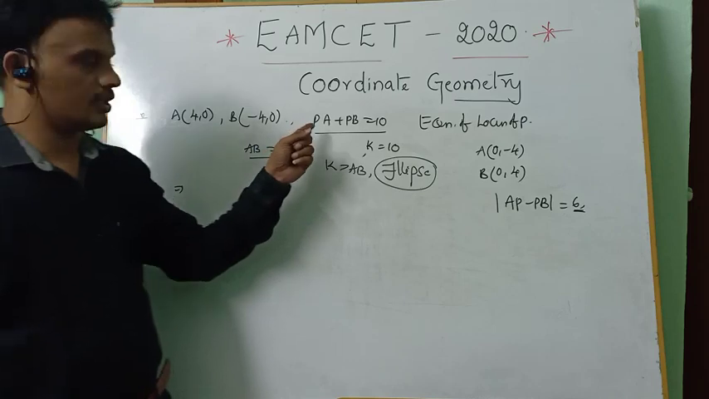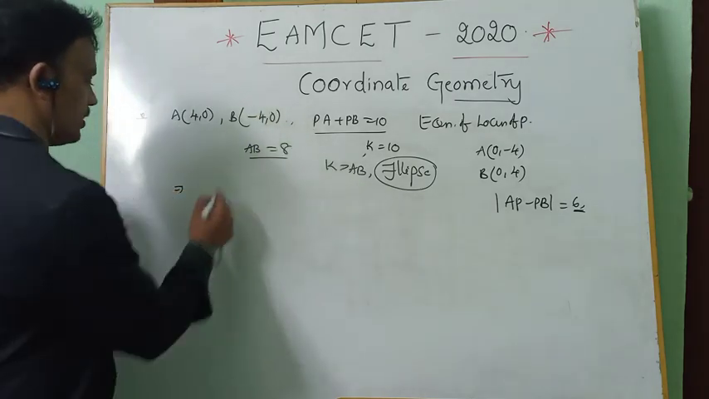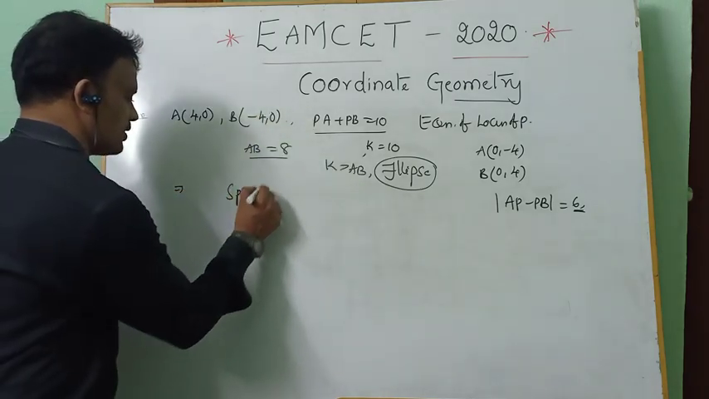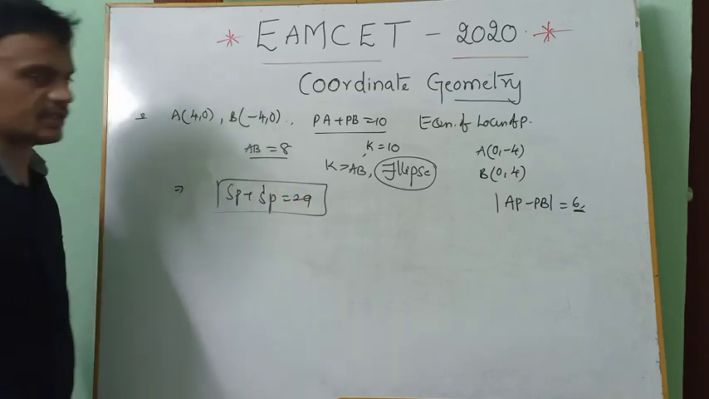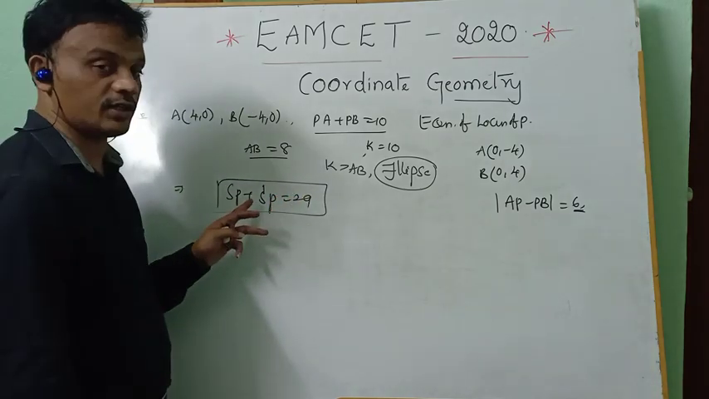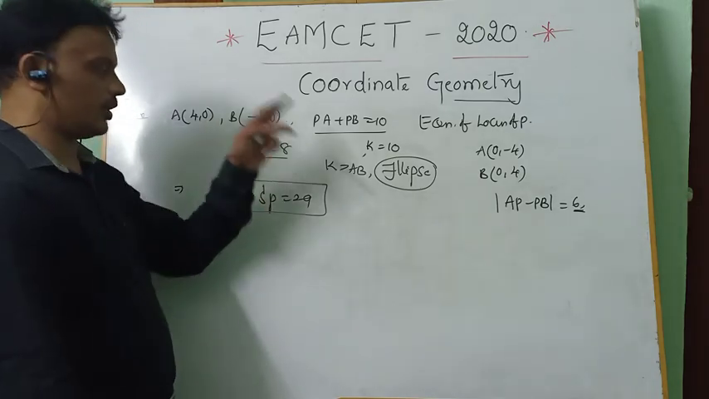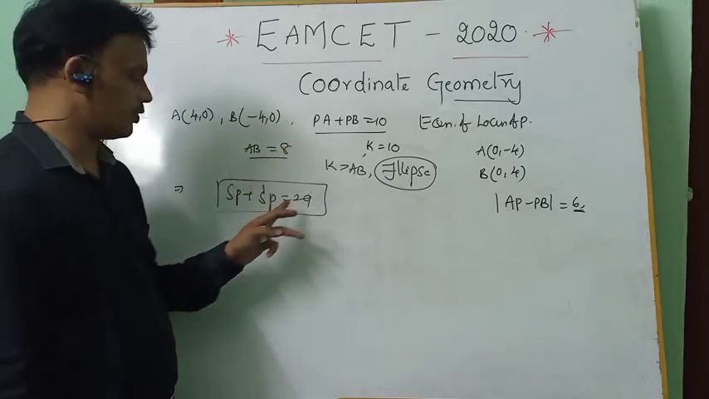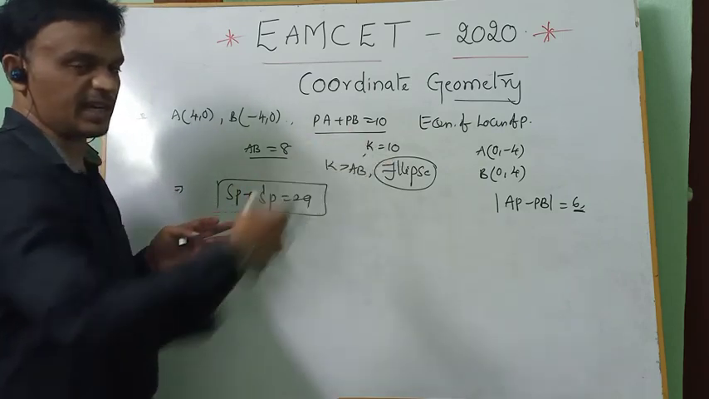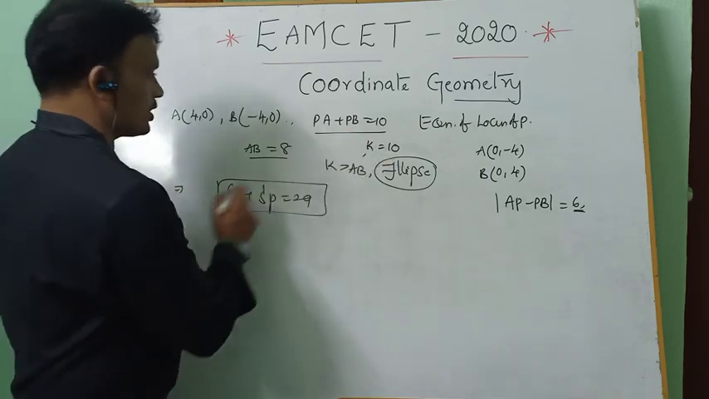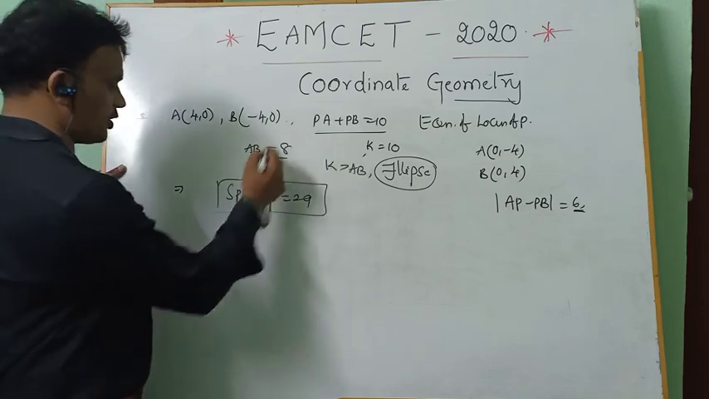So here we have a condition. Yes, in the ellipse, SP plus S dash P equals 2A, where S and S dash are the foci. P is any point on the ellipse, which equals 2A, where 2A is the length of the major axis. Am I right or not? Okay. So here P is the locus point.